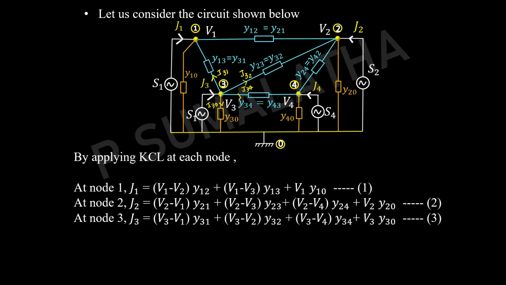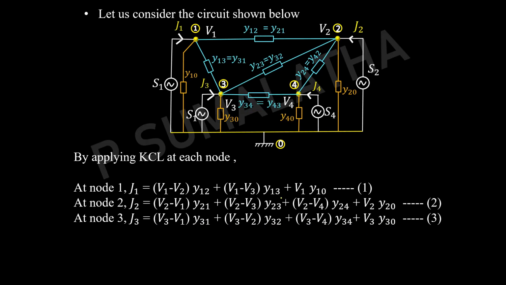First term is (V3 minus V1) into Y31. The second one is (V3 minus V2) into Y32, that is the second term. (V3 minus V4) into Y34, that is the third term. The fourth term is V3 minus 0. That 0 volts you don't need to represent, so it will become V3 into Y30, the fourth term.